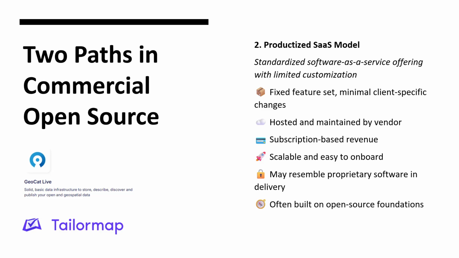Now let's look at the second path, the productized software as a service model. This approach delivers standardized software as a service built on open source foundations but packaged for scale. The feature set is fixed with minimal customization. Clients onboard quickly, but they don't shape the roadmap. The software is hosted and maintained by the vendor, removing the burden of infrastructure and updates. Revenue comes from subscriptions. It's predictable, scalable, and aligns with modern procurement models.